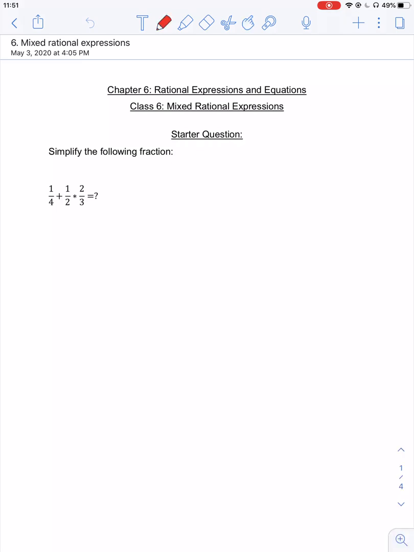So let's proceed. Let's start off with something simple. We just have three fractions over here. Two of them are being multiplied, and then one of them is being added, right? So the question becomes, what should you do first?